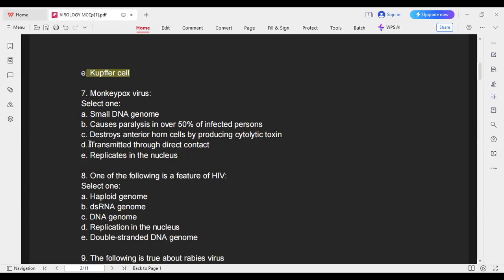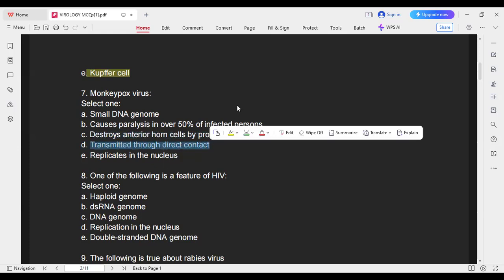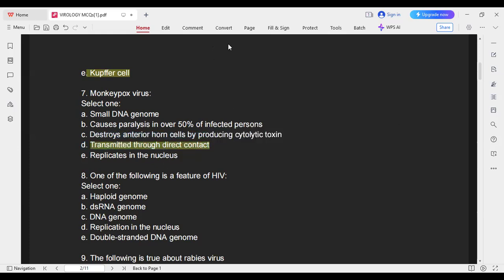D. Good. Transmitted through direct contact. Good. So let's eliminate a small DNA genome. Why is this wrong? Monkeypox is a large DNA genome. You remember? Poxviridae, the largest viruses. And then causes paralysis in over 50% of infected persons.